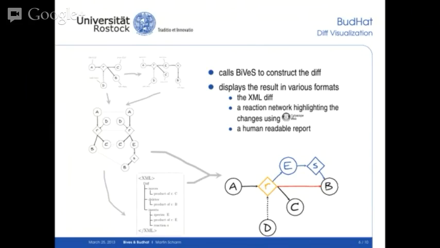Since the diff produced by Beavis is far away from being human readable, we've implemented a web-based interface called Butthead. Butthead is able to understand the output of Beavis and converts it to some human readable formats, including the highlighted chemical reaction network and some text-based summary of the differences. Butthead acts as a bridge and can be integrated in existing repositories.